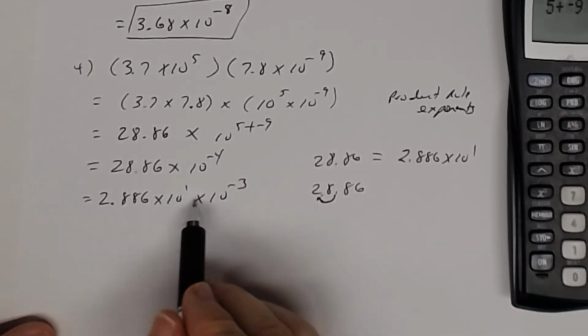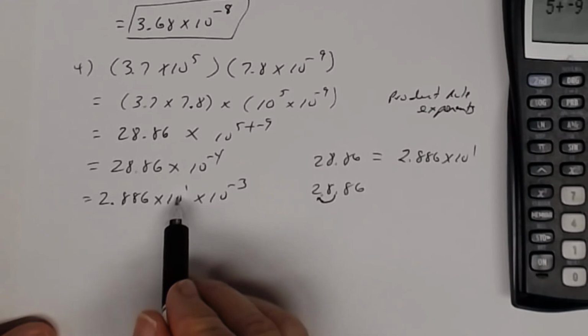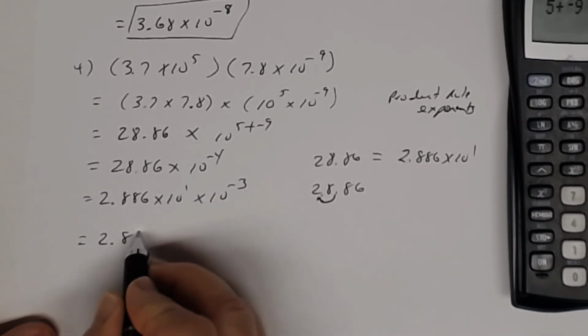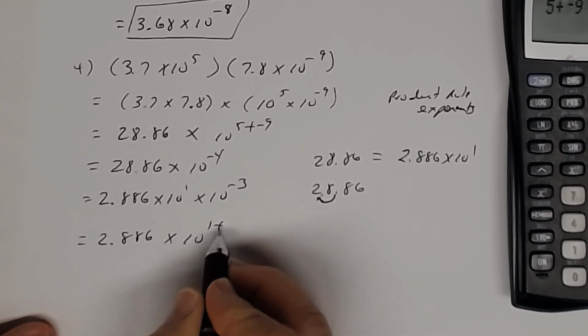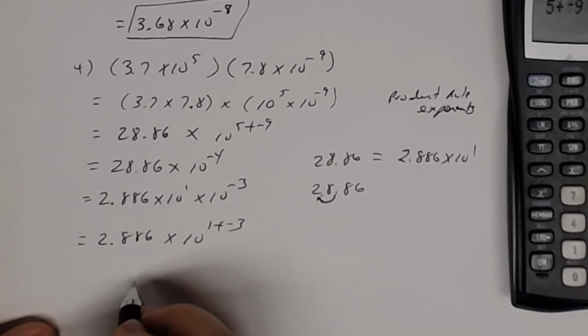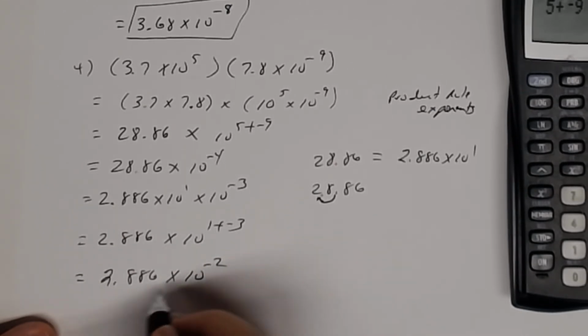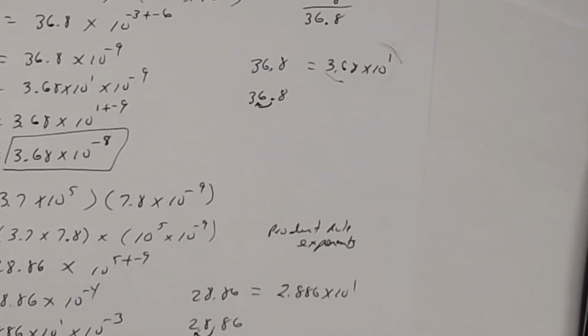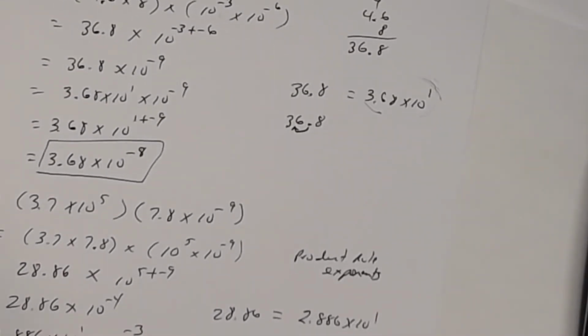And we go through the process again, multiplying powers of 10. So these are like bases, and I'm going to add those exponents. So that's 2.886 times 10 to the 1st plus a negative 4. 1 and negative 4 is a negative 3, and there's your answer, 2.886 times 10 to the negative 3rd power. All right, so that's number 4. Let's do one more, and this will be number 5. That's the last one we're going to do, and I think that will have given you enough examples to be able to do the assignments for that section.